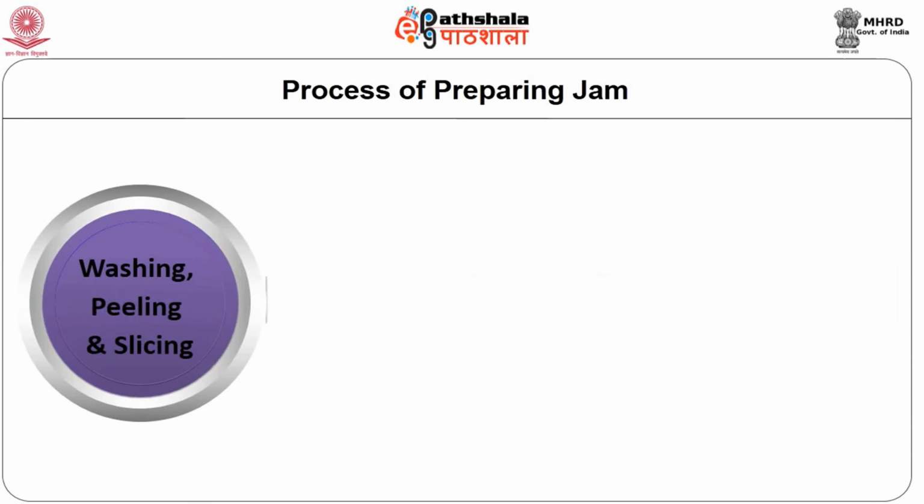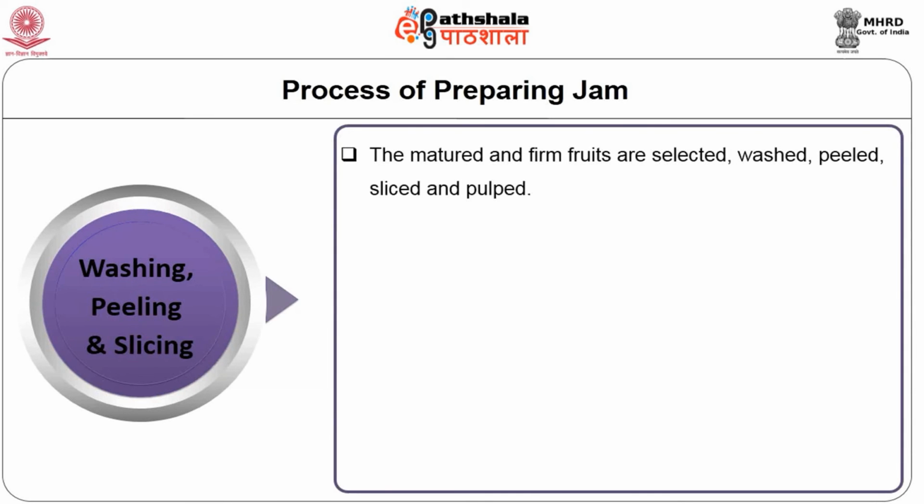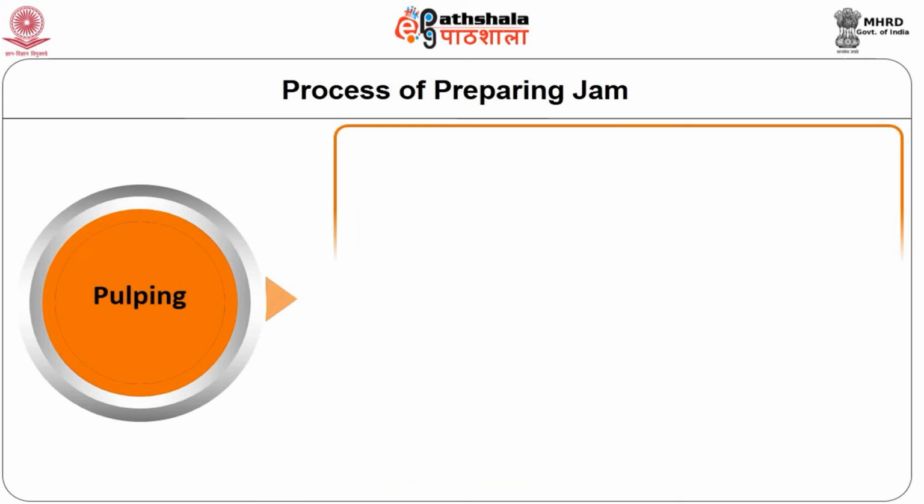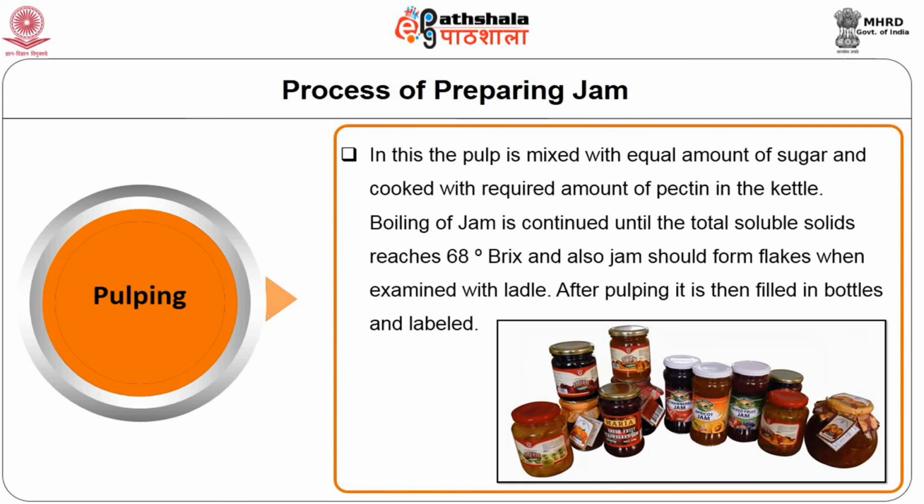The matured and firm fruits are selected, washed, peeled, sliced and pulped. Boiling of the jam is continued until the total soluble solid reaches 68-degree brix, and also jam should form flakes when examined with a ladle. The jam is then filled in bottles and labeled.